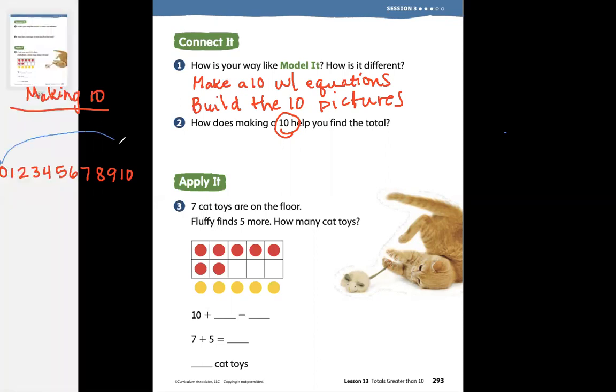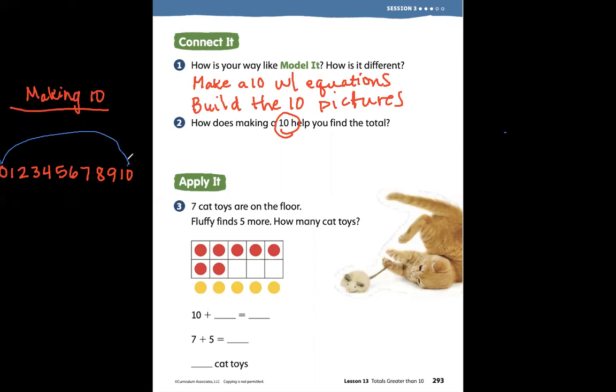0 plus 10 equals 10. 10 plus 0 equals 10. Let's write it. 0 plus 10 equals 10. 10 plus 0 equals 10. And I'm going to go 1 to 9. 1 plus 9 equals 10. 9 plus 1 equals 10. Let's write them.